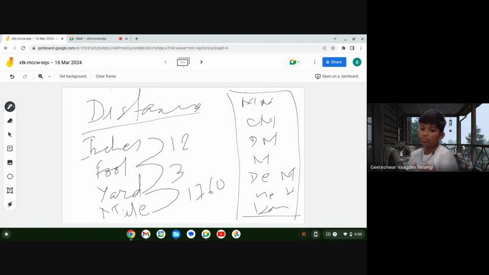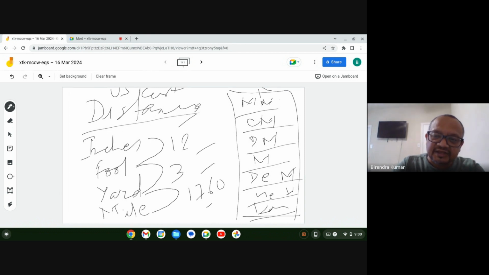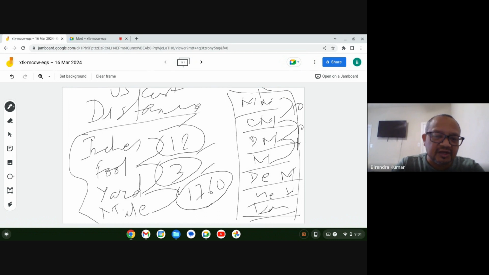This is the US customary system and this is the metric system, so you can relate that. You have millimeter, centimeter, decimeter, meter, decameter, hectometer, kilometer. Corresponding units used in customary systems are inches, foot, yard, and mile. And here everything is multiplied by 10. 10 millimeter makes 1 centimeter, 10 centimeter makes 1 decimeter, 10 decimeter makes 1 meter. Here the story is different. It's 12, 3, 1760. 12 inches make 1 foot, 3 feet make 1 yard, and 1760 yards make 1 mile. That's all about distance. Any questions so far?